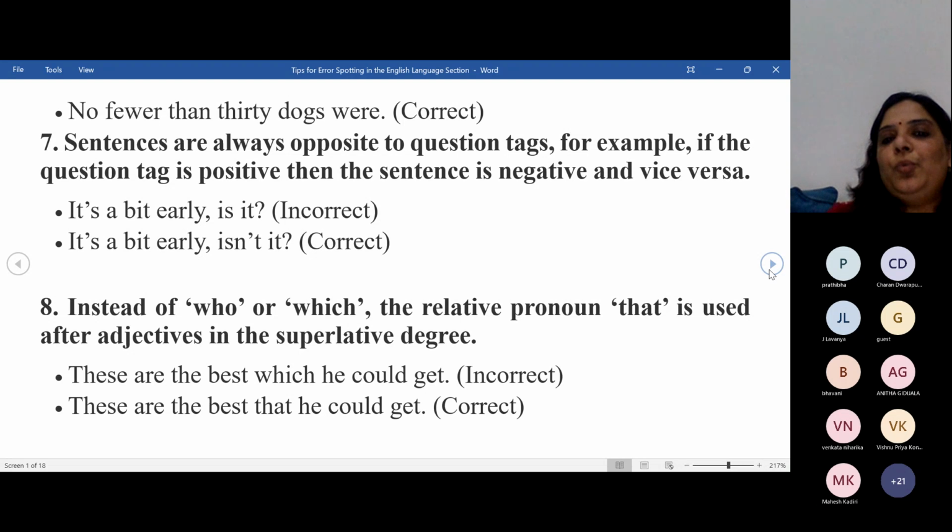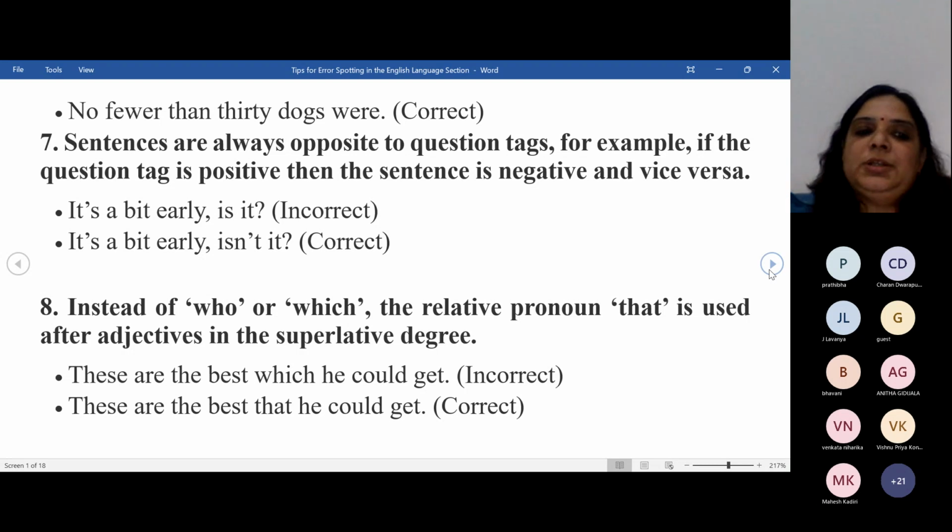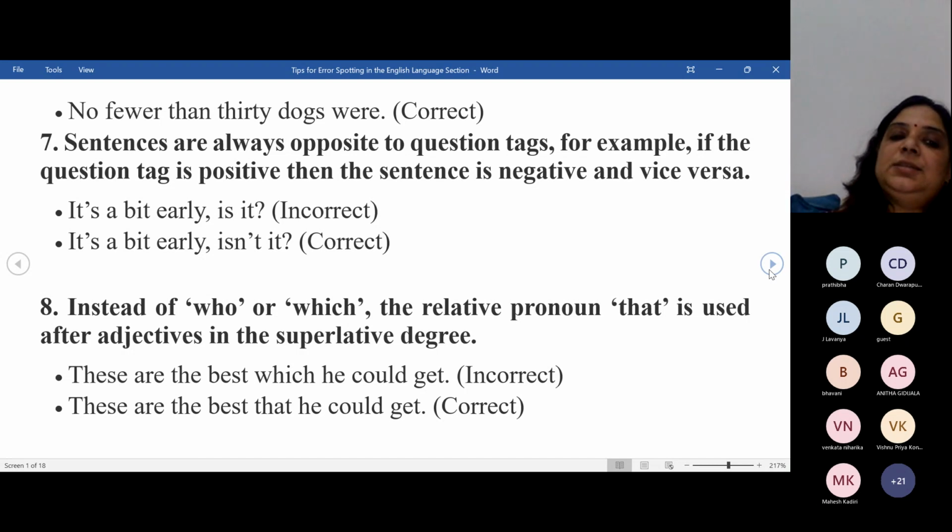Again, instead of who or which, the relative pronoun that is used after adjectives in the superlative degree. We have told what the three degrees of adjectives are: positive, comparative, and superlative. Positive is like good, the comparative is better and the superlative is best. So 'these are the best which he could do' is wrong.